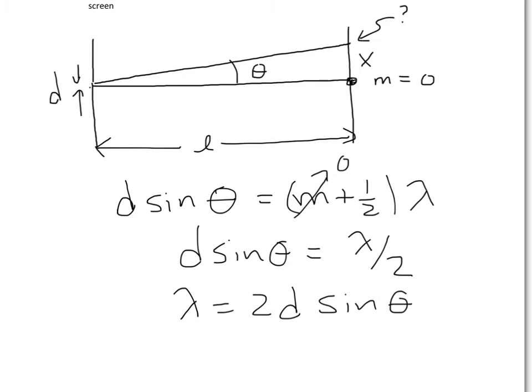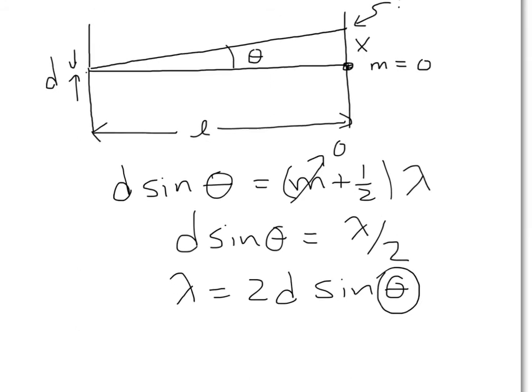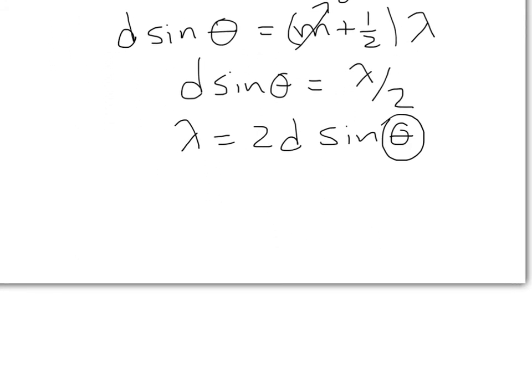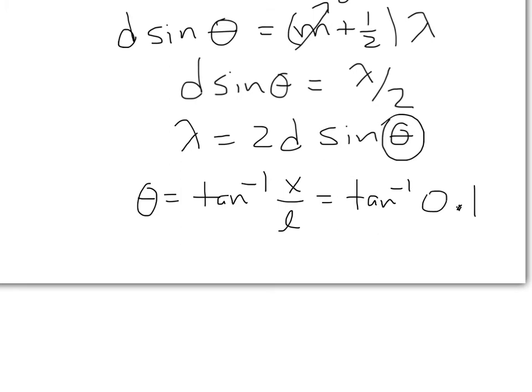There's actually one unknown here, the angle theta. We haven't really determined that yet. So we can do that easily using the geometry given in the problem. Theta will be the inverse tangent of x over L, which is just the inverse tangent of 0.1, which is 5.71 degrees.